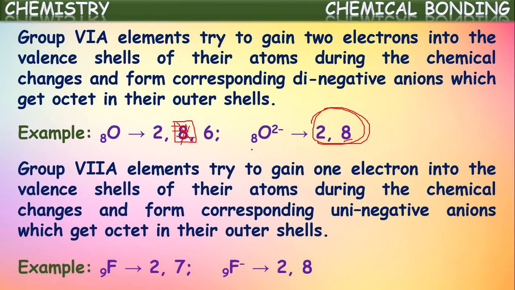For example, fluorine, as we just said, has configuration 2,7, and hence it gains 1 electron to get the stable octet configuration 2,8. In this way, 7A group elements gain 1 electron and form uni-negative anions to attain the octet configuration.